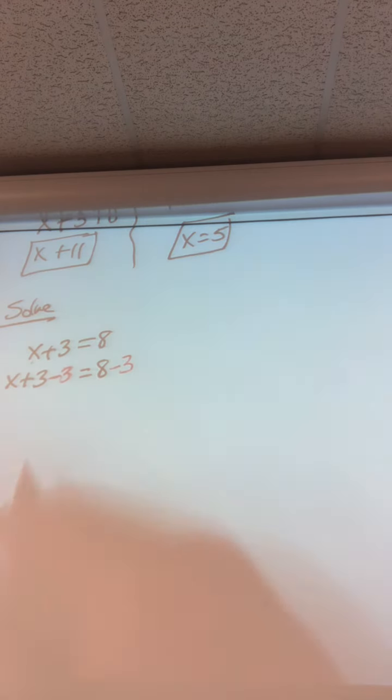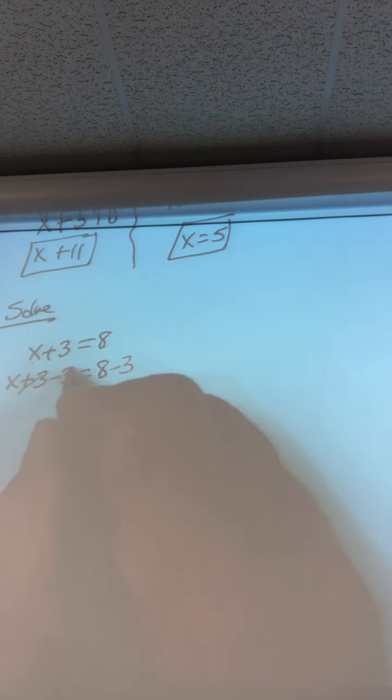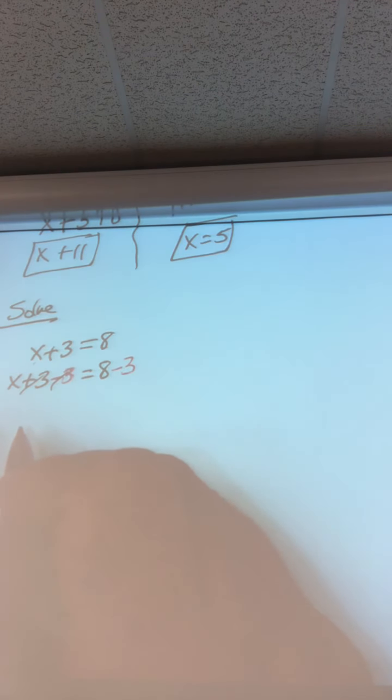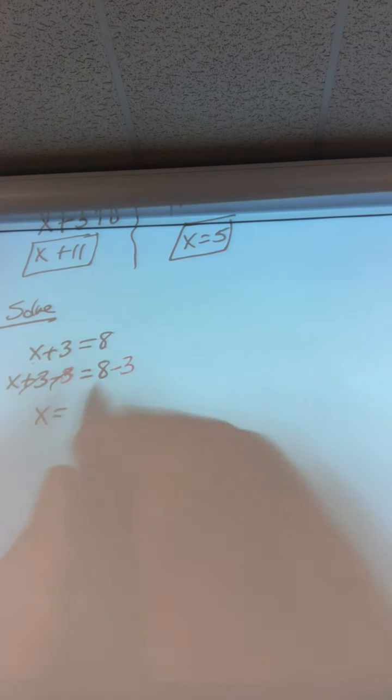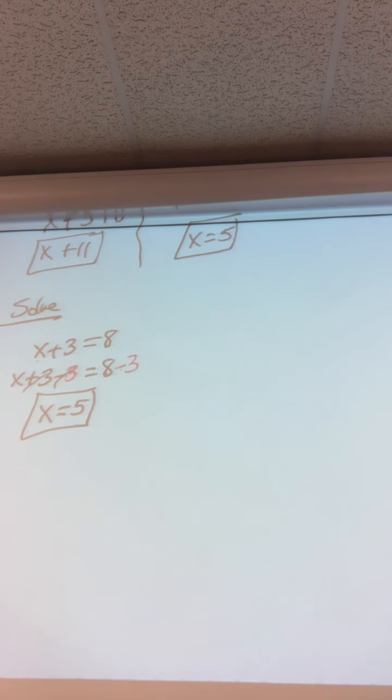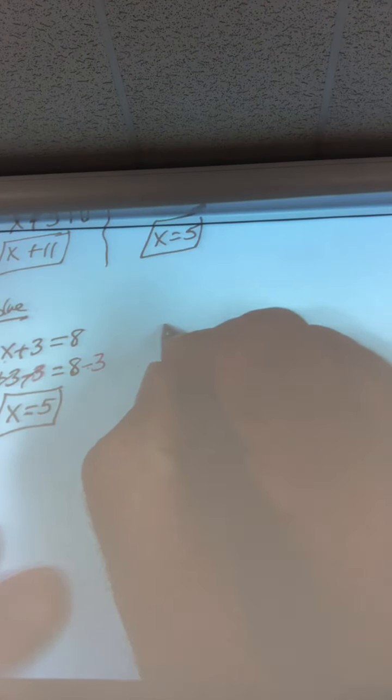Now, on the left side, the 3's add out. They don't cancel. The word cancel is a word that we use when we're dividing. Add out means it goes to 0. Plus 3 minus 3 adds out. So this leaves x equal, and then 8 minus 3 equals 5. And that is the solution, which we already knew, because 5 plus 3 is equal to 8. So that can easily be checked. Okay, let's do another example.